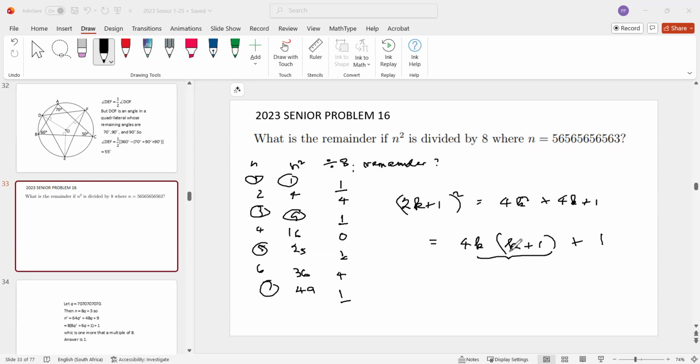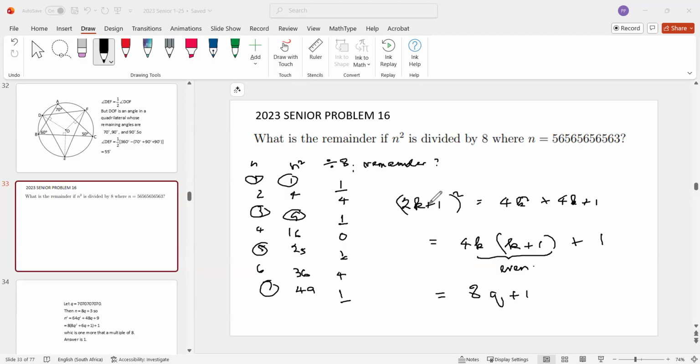Whenever you have two integers which are next to each other, they are consecutive, and one of them has to be even. So now you have 4 times an even number plus 1. But the even number is 2 times something. So you have 4 times 2 times something, so you can call it 8q plus 1.